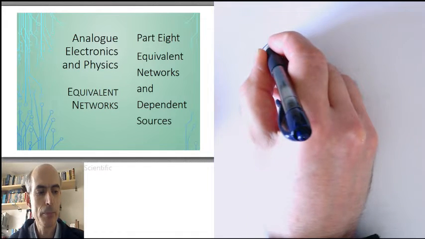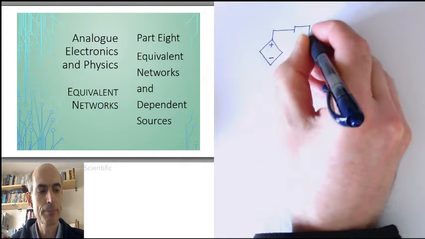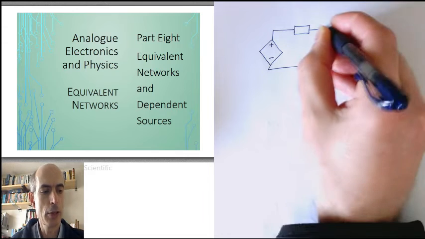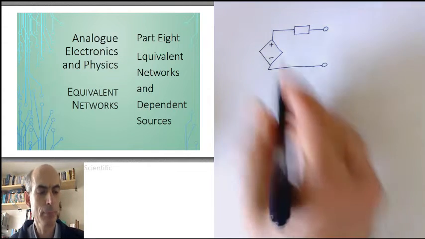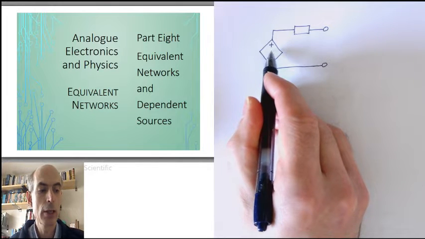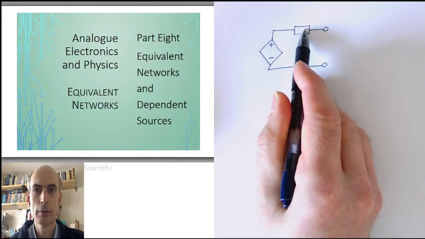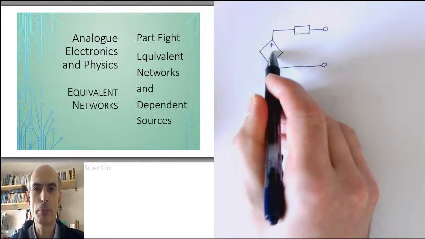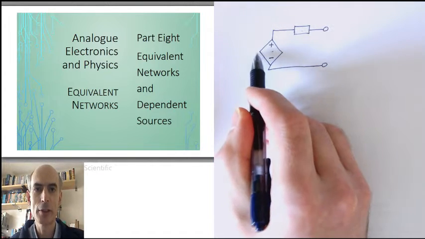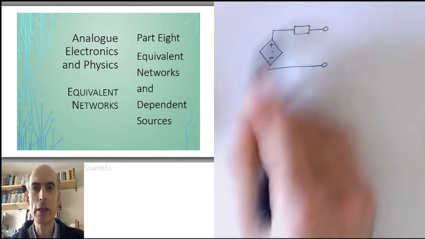So, for example, I could have a voltage source here connected to a resistor, and I could consider that that is my two-terminal network. But the voltage source is not a fixed value of volts, it is dependent on the current through this resistor. Now, provided it's linearly dependent on the current through the resistor, in other words, it's some constant factor times the current through the resistor, then the whole circuit is still linear.